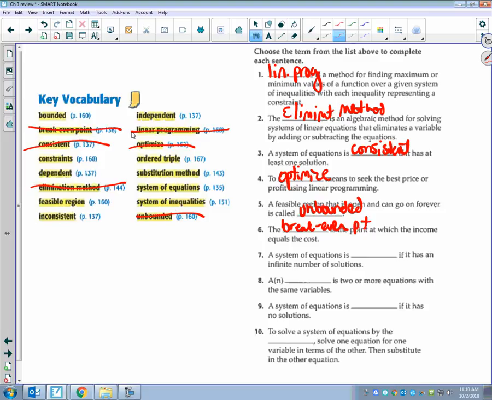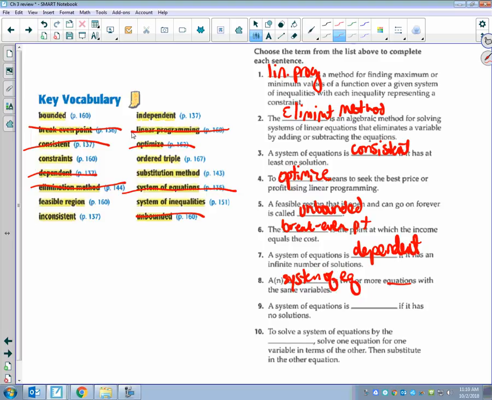A system of equations is what if it has an infinite number of solutions? It's dependent. We say consistent and dependent. What is two or more equations with the same variables? That's just a system of equations, right? So this is just a system of equations.